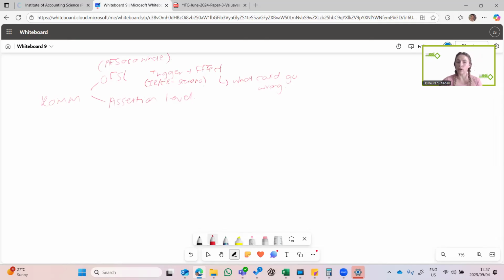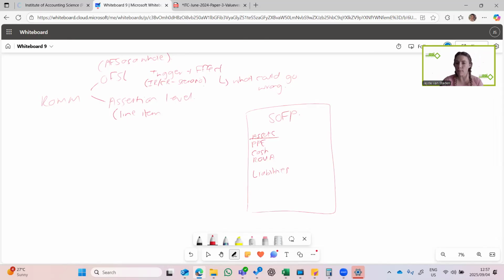However, when we are looking at ROMM at assertion level, we are just looking at a specific line item. And I'll never forget, I always used to be very confused by this term line item. What on earth does that mean? So essentially, we've got our financial statements. Let's say we are now dealing with our statement of financial position. We've got assets, and under assets, we've got PPE, and we've got cash, and we've got right of use assets. Then we're also going to have our liabilities, and so on.